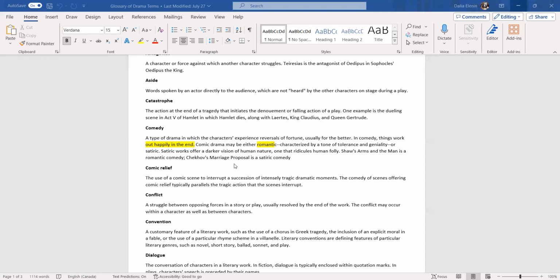All right, so we have the word comedy, and many people believe that comedy is like the ha-ha thing, like a joke, but not necessarily, because a comedy meaning happy ending.